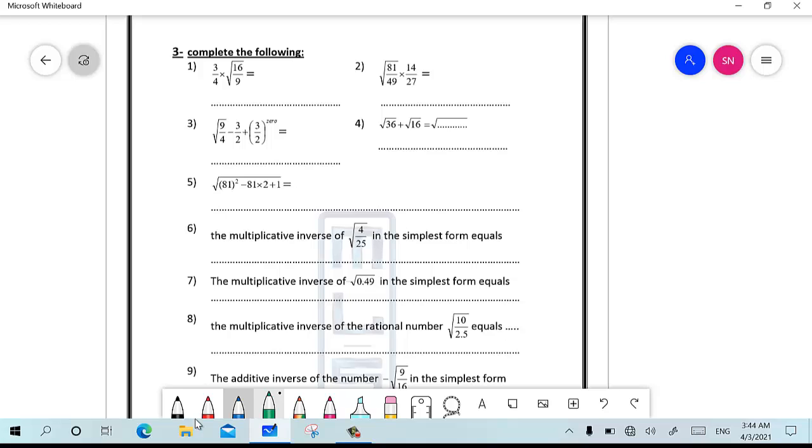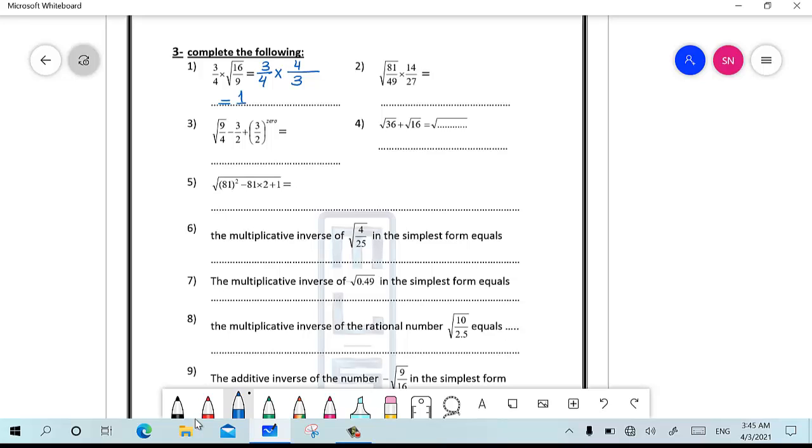Complete the following. I want to perform 3 over 4 times square root 16 over 9. So first of all, I have 3 over 4 and I want to multiply it by the square root, so I'm going to find the square root of this number. Square root of 16 is 4 and square root of 9 is 3. Here, those two numbers are the multiplicative inverse of each other, so the answer is gonna be 1.